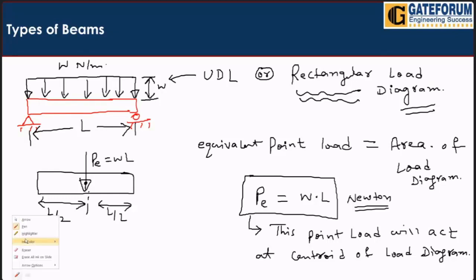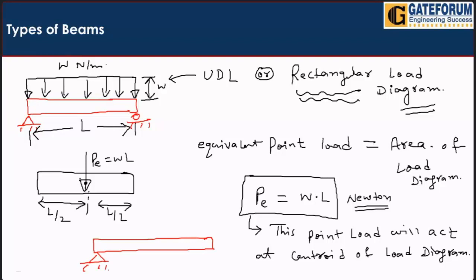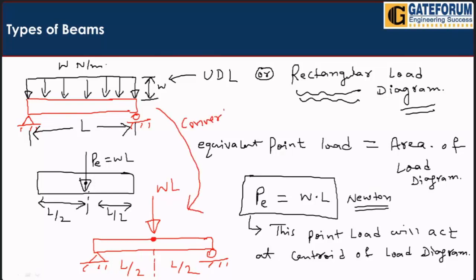Suppose here we have a beam with one hinge and one roller. At the center point, this equivalent point load W into L will be acting in Newton at a distance of L by 2, and here also L by 2. So this can be converted to this. That means this distributed load UDL can be converted to a single point load W into L.